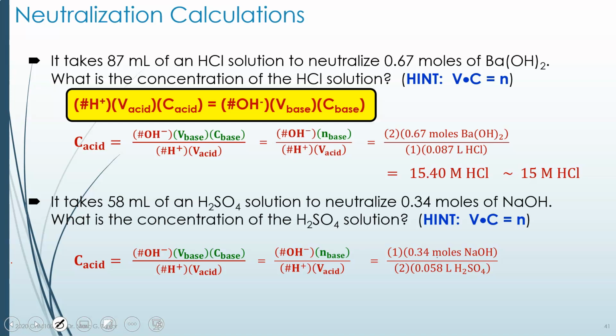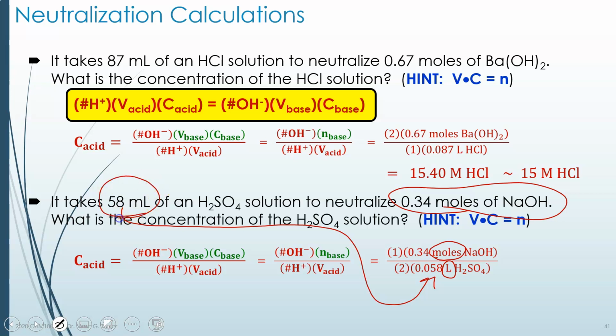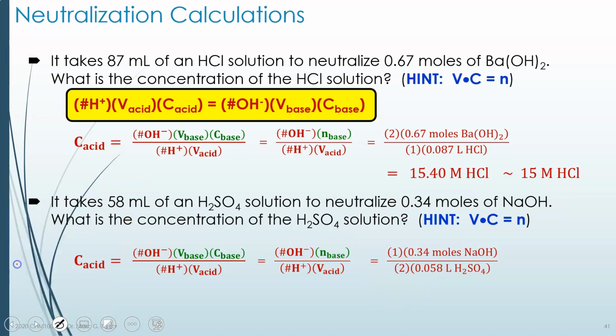And you'll notice we are already set up with moles over liters. Why? Because we already converted 58 mils to 0.058 liters. So again, when you see moles in the problem, you absolutely need to have liters for you to end up with a concentration in molar, molar being moles per liter. This is the one time where you really have to be careful. So if you see moles in the problem, in a neutralization or a titration problem, make sure your volumes are in liters for everything to work out properly.